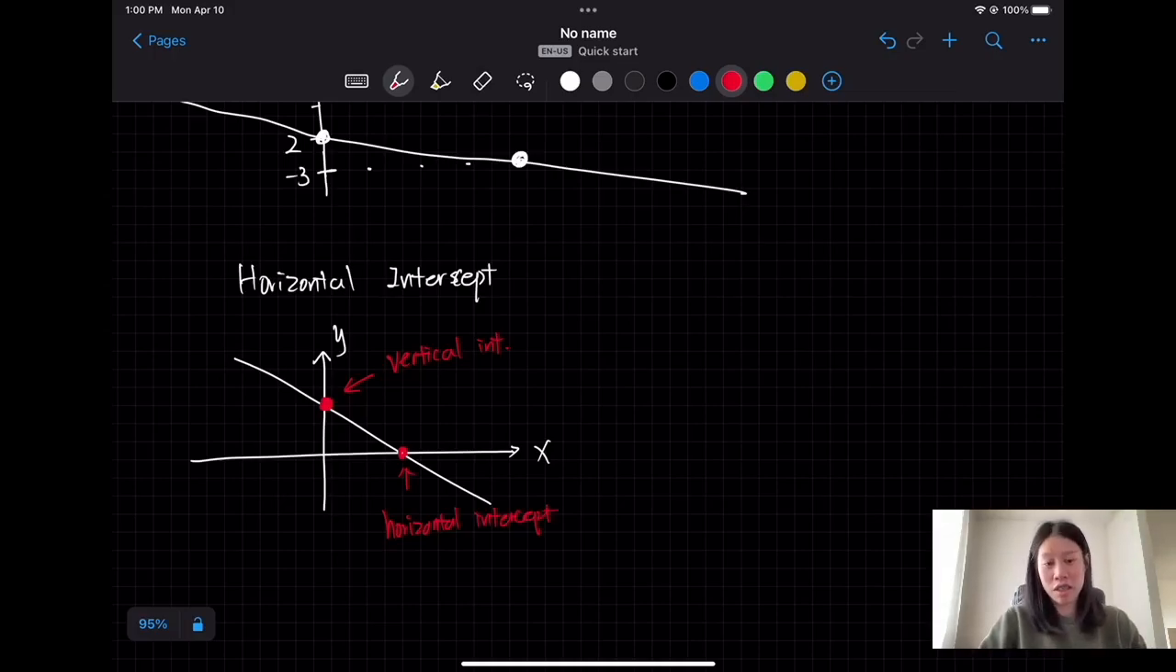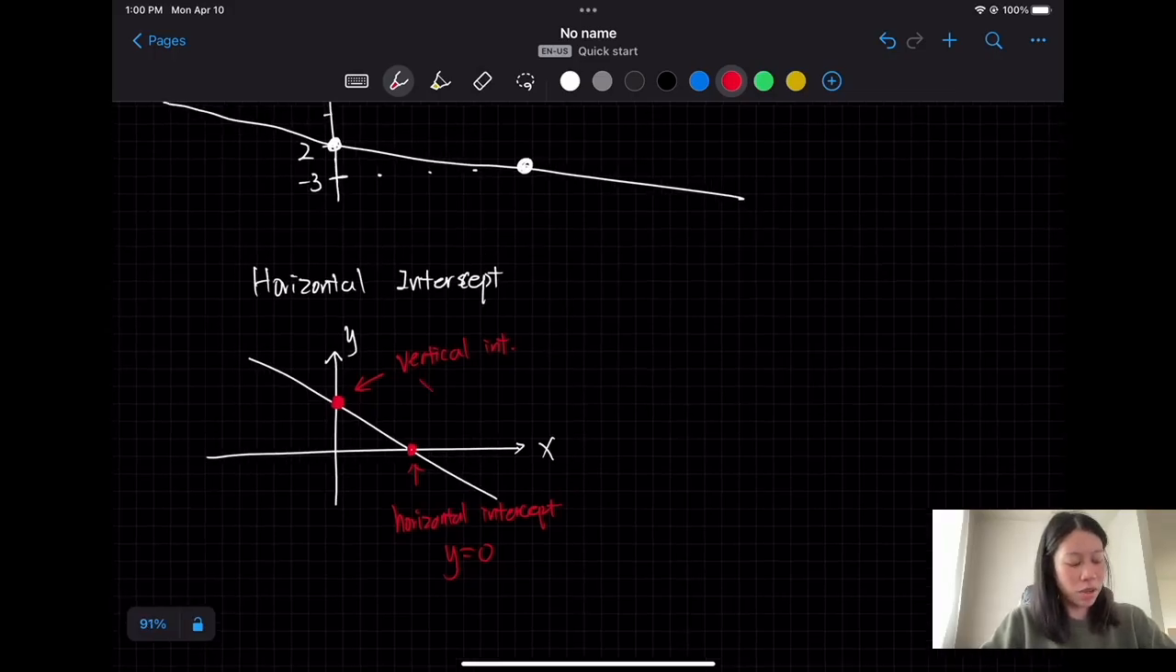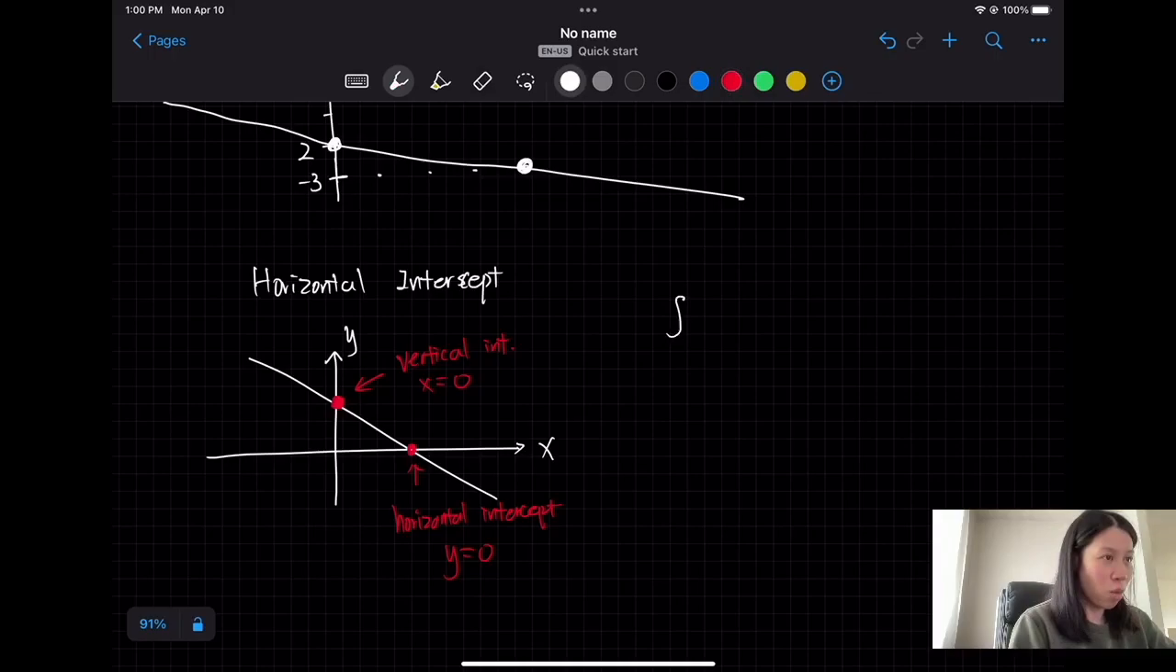So the horizontal intercept is what is on the x-axis. That means when y equals 0, we have our horizontal intercept. The vertical intercept is when x equals 0. Now I'm giving you a function y equals negative 3 plus 1/2 x, and I want you to find the vertical intercept and the horizontal intercept.